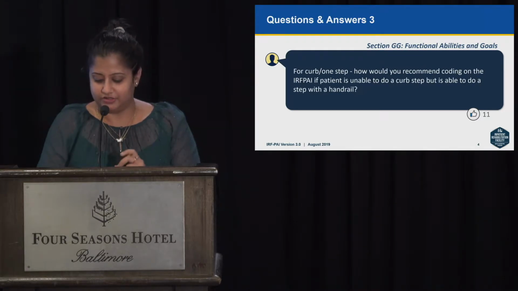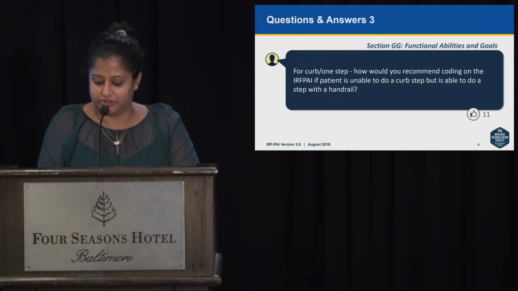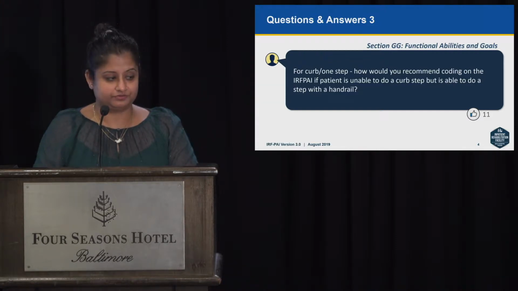Next question. For curb one step, how would you recommend coding on the IRF-PAI if the patient is unable to do a curb step but is able to do a step with a handrail? So the answer to that is, if the patient is unable to step up a curb with or without a device but can go up and down one step with a railing, again with or without a device, code the one step item based on the step with the railing.